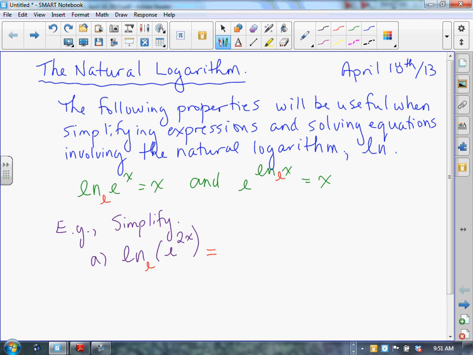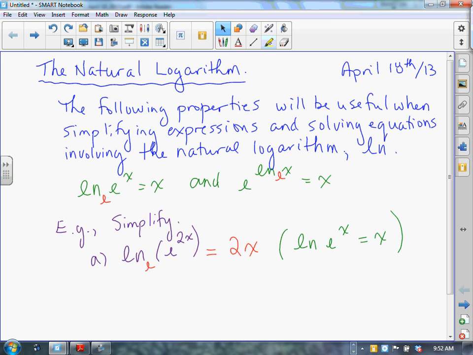I thought I heard somebody whisper in the back something with the 2. No? What do you think? You see it as being 2x? Okay. Why am I saying that? Well, I'm referencing the property above, that the natural log of e to the x is x. So you can hopefully appreciate the likeness of the parts that are there.